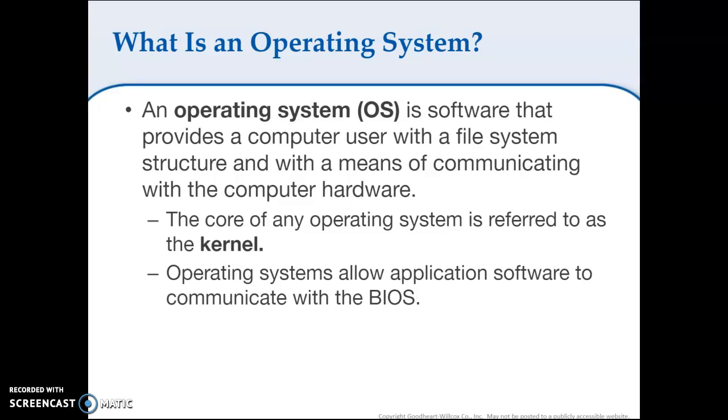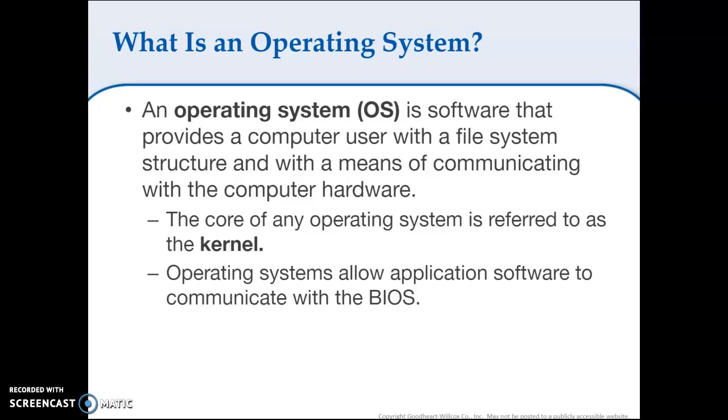When it comes to an operating system, what exactly is it? How does it work? An operating system, commonly known as an OS, is software that provides a computer user with a file system structure and with the means of communicating with the computer hardware. No matter what type of operating system it is, Linux, Windows, or another type, every operating system is going to have a core, which is known as the kernel. And in order for operating systems to allow application software to communicate with the BIOS, which is an element of an operating system that we will be talking about in some of our class activities as well as some of our class discussions.